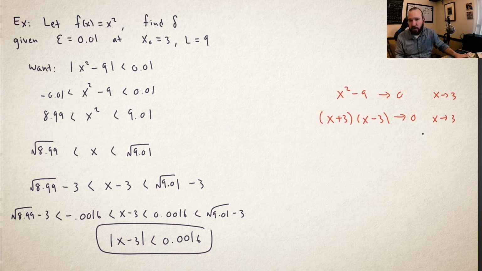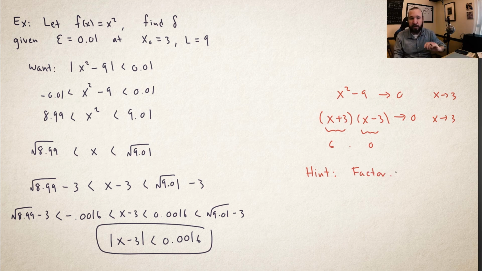So when you look at this expression, really the reason that this polynomial is going to 0 is because as x goes to 3, this one is going to get closer and closer to 6, and this one is going to get closer and closer to 0. So the whole thing is going to essentially be 6 times 0. So the hint here is to factor.